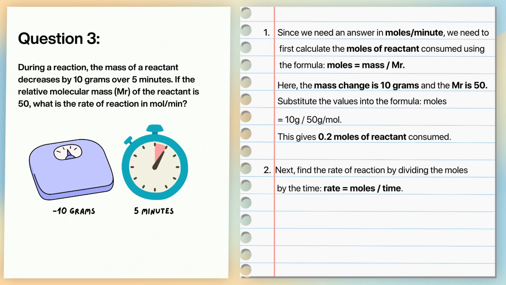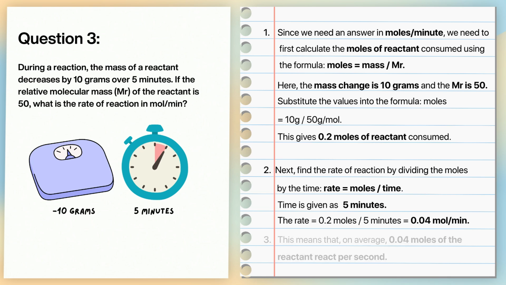Next, find the rate of reaction by dividing the moles by the time. Time is given as 5 minutes. So, to calculate the rate, we divide 0.2 moles by 5 minutes, giving us an answer of 0.04 moles per minute. This means that, on average, 0.04 moles of the reactant react per second.